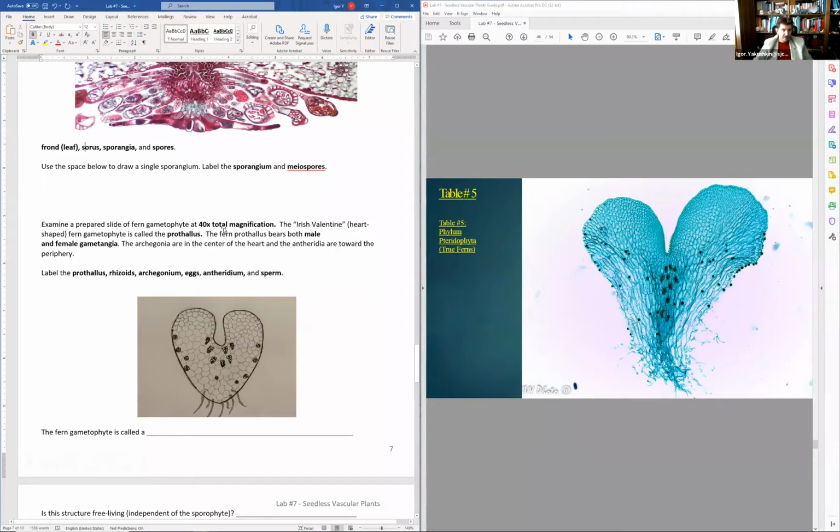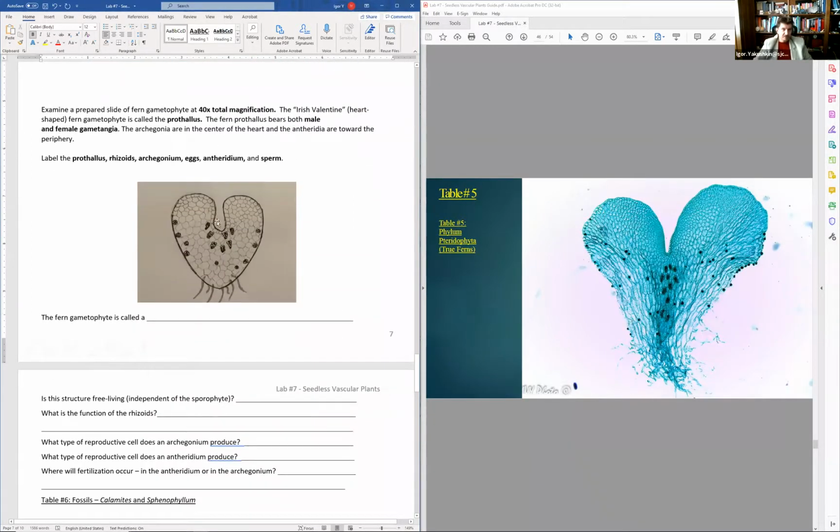So let's take a look. The whole body is known as the prothallus, right? Then we have root-like structures known as the rhizoids right here. So the whole thing is the prothallus. Irish Valentine.